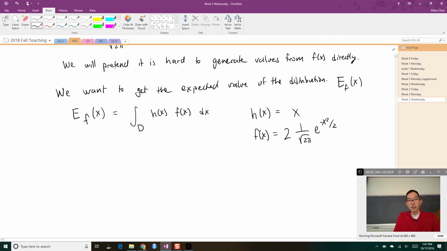Okay, so we pretend that it's hard. Let's say, for whatever reason, we don't want to generate values from f of x. So we won't generate values from f of x.